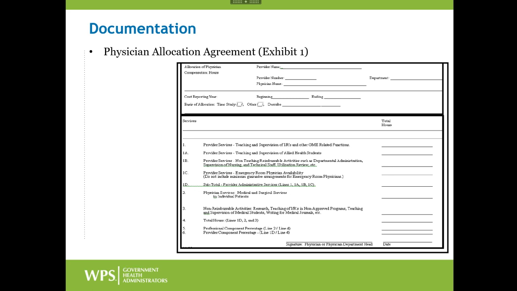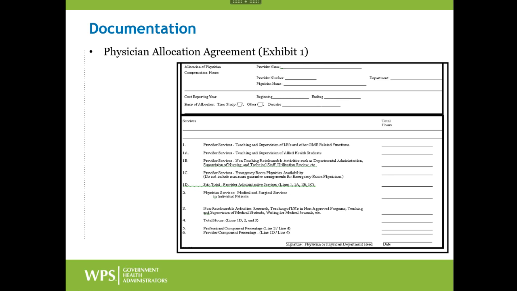Line 2 is physician services, reimbursable from the fee schedule. 3 is non-reimbursable at all. And then 4, of course, is the total. Now 5 and 6 are just calculating the professional component and the provider component. Now keep in mind, these don't always have to equal 100%, because there might be some that were non-reimbursable at all. So we need to have that percentage, but again, those hours have to be supported by either a time study or some other documentation. Otherwise, the allocation agreement is not really worth much if it doesn't have any support to audit it.